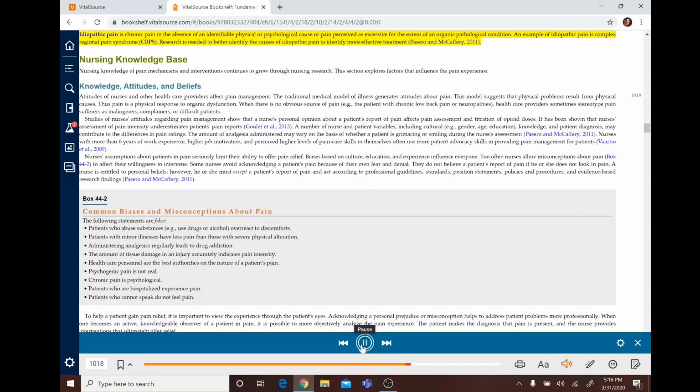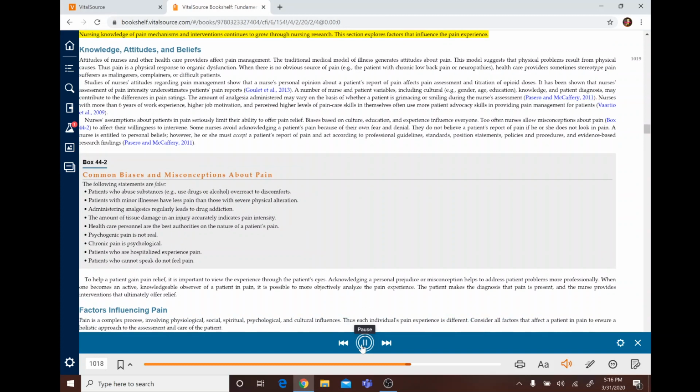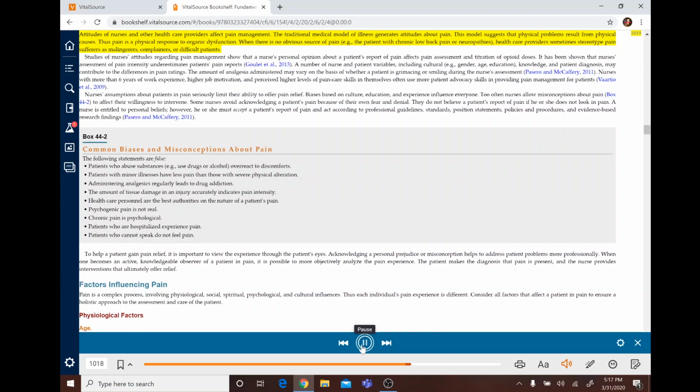Potter and Perry, 2011. Nursing knowledge base. Nursing knowledge of pain mechanisms and interventions continues to grow through nursing research. This section explores factors that influence the pain experience. Knowledge, attitudes, and beliefs. Attitudes of nurses and other healthcare providers affect pain management.